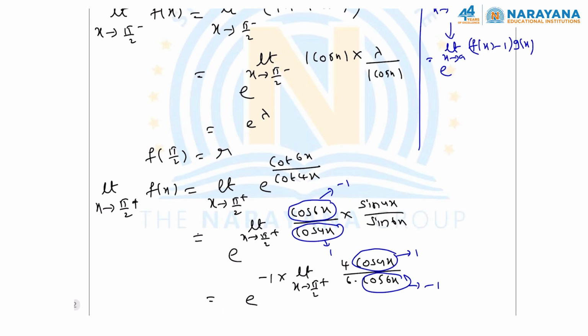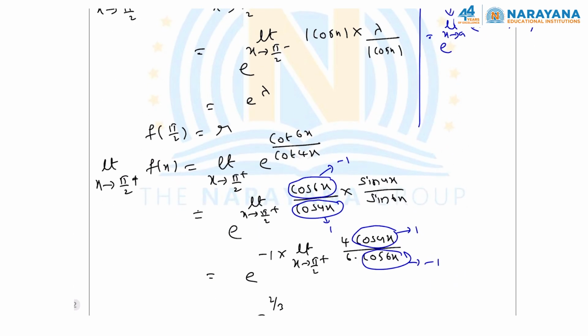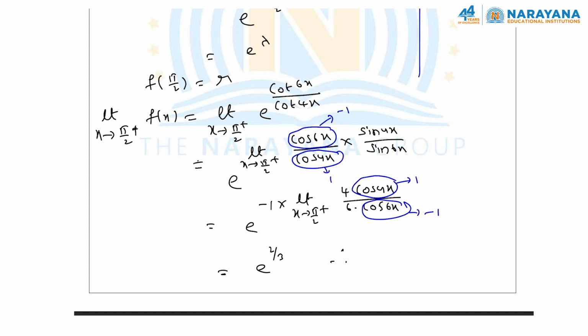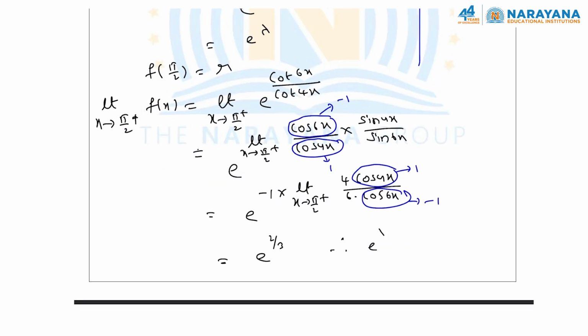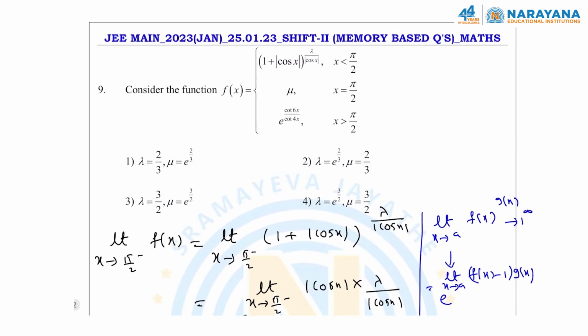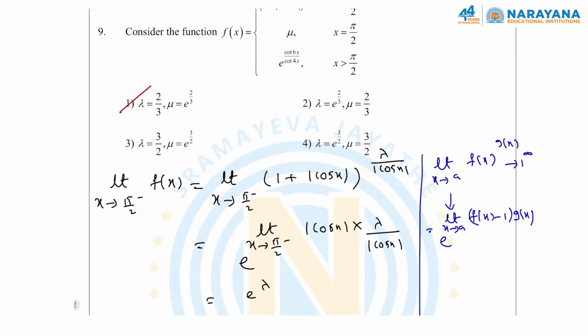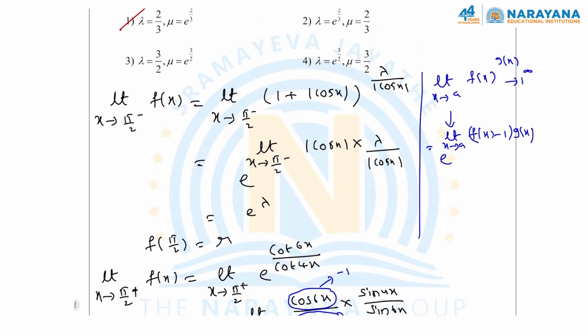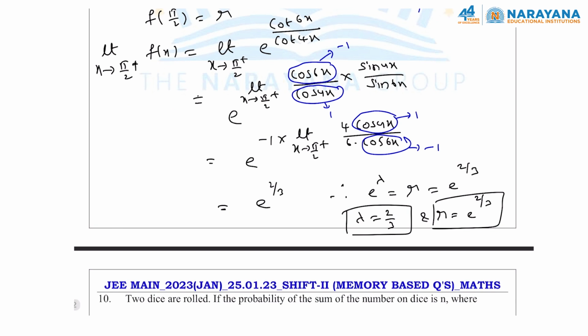Now for continuity, left hand limit, right hand limit and function value must be equal. So therefore e power lambda must be equal to mu equal to e power 2 by 3, which means lambda equal to 2 by 3 and mu equal to e power 2 by 3. Lambda equal to 2 by 3, mu equal to e power 2 by 3, which is option 1. So here we have used the one power infinity form and we have used L'Hopital.